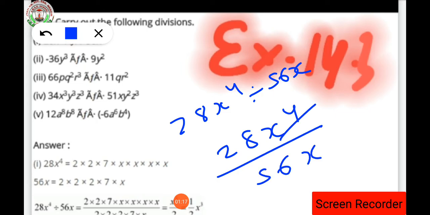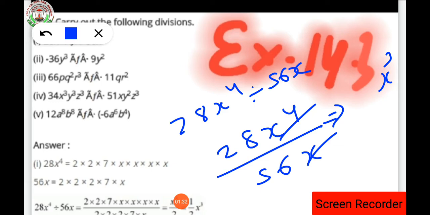So here 1 x from the numerator and denominator will get cancelled. How many x are left? x to the power 3 is left, because x to the power 4 can be written as x into x into x into x. That's why 1 x will get cancelled.